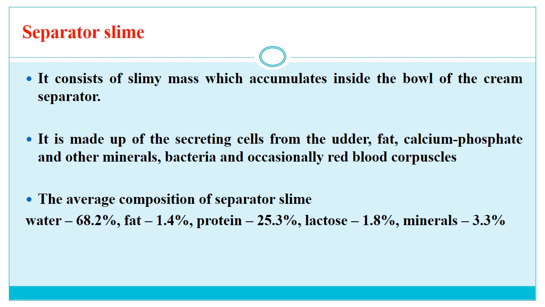Now we will discuss separator slime. This is a slime-like deposit inside the cream separator. It consists of a slimy mass which accumulates inside the bowl of the cream separator. It is made up of secreting cells from the udder, fat, calcium phosphate and other minerals, bacteria, and occasionally red blood cells. The average composition of separator slime is water around 68%, fat 1.4%, protein 25.3%, lactose 1.8%, and minerals 3.3%. So this deposit in the cream separator is called separator slime.